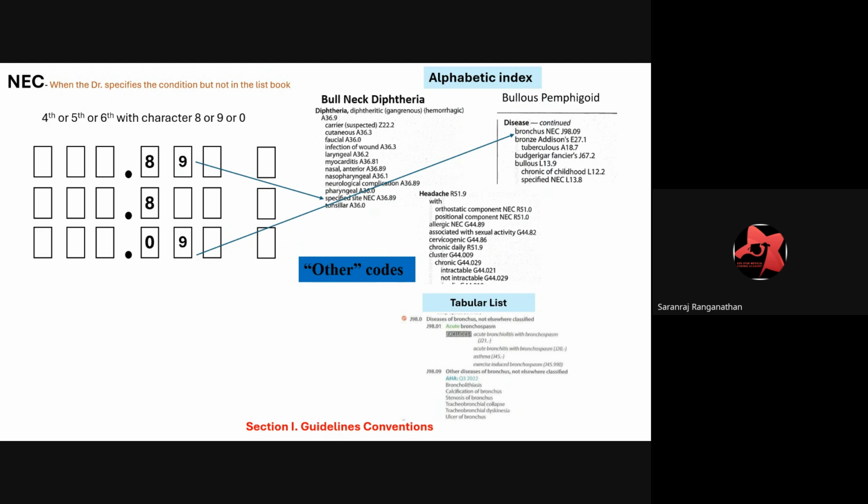But the doctor is specifically documenting bull neck diphtheria. There is no bull neck diphtheria in the list. In that scenario, I need to take the specified site. Based on that, I will be ending up with A36.89 as a code. Next, if you see one more example here, can you see the headache?